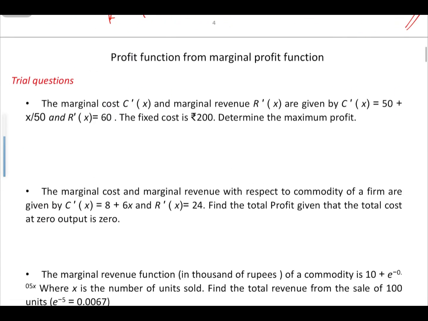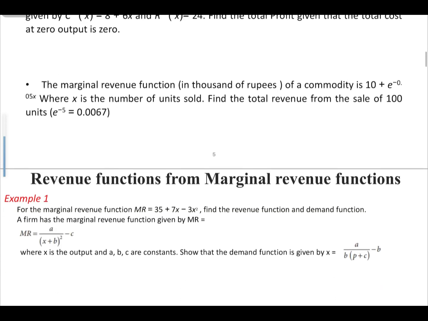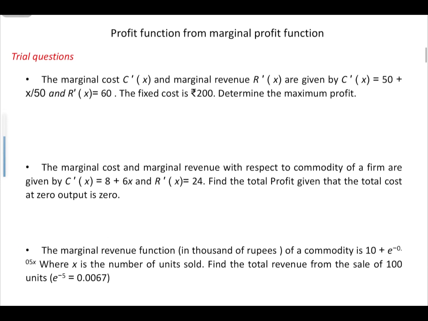So for us to close this session, I have some couple of examples for you to solve. This is so much general that I want you to try your hands on them. It is the same thing, the marginal cost C prime of x and the marginal revenue. But before that, let me touch on something.